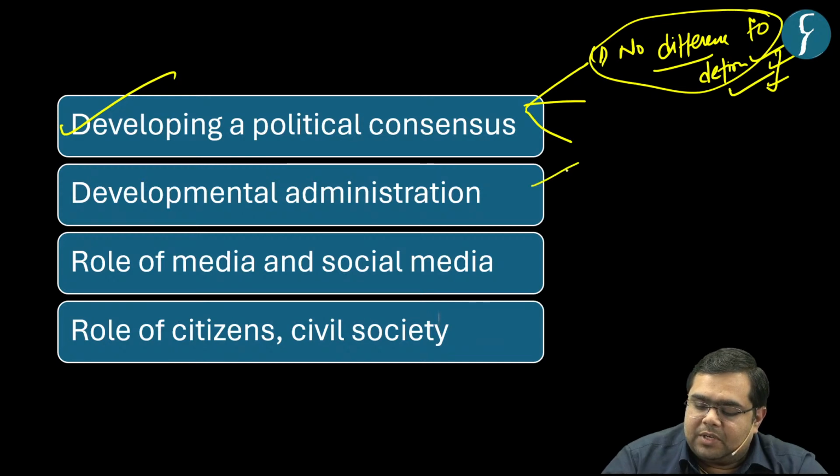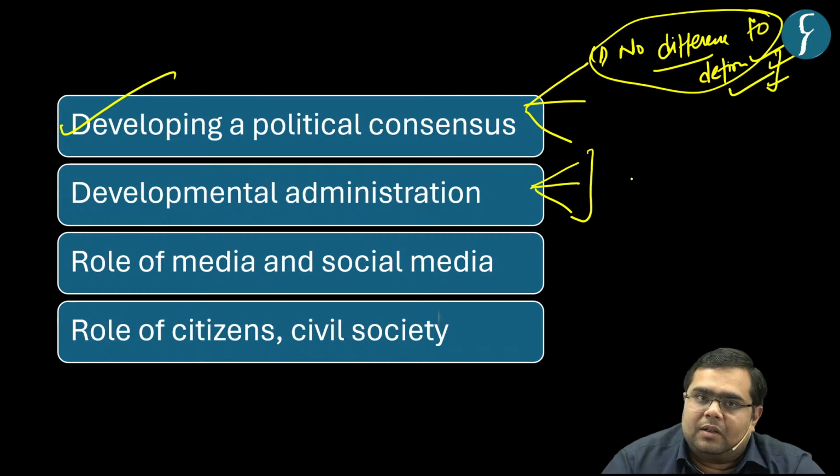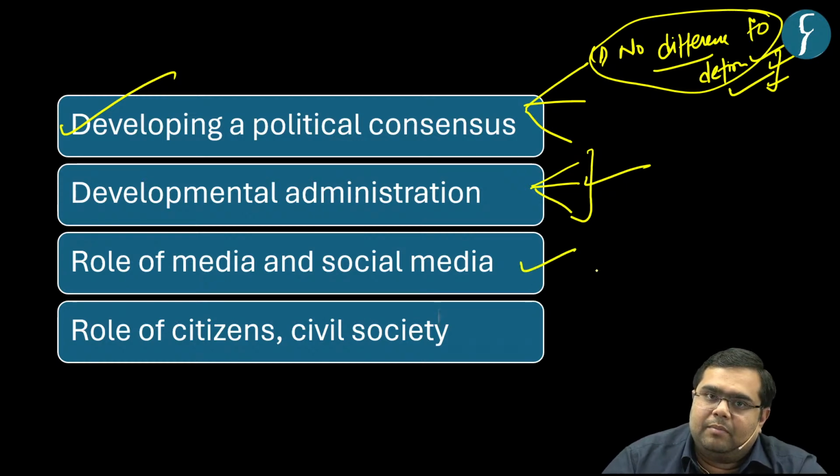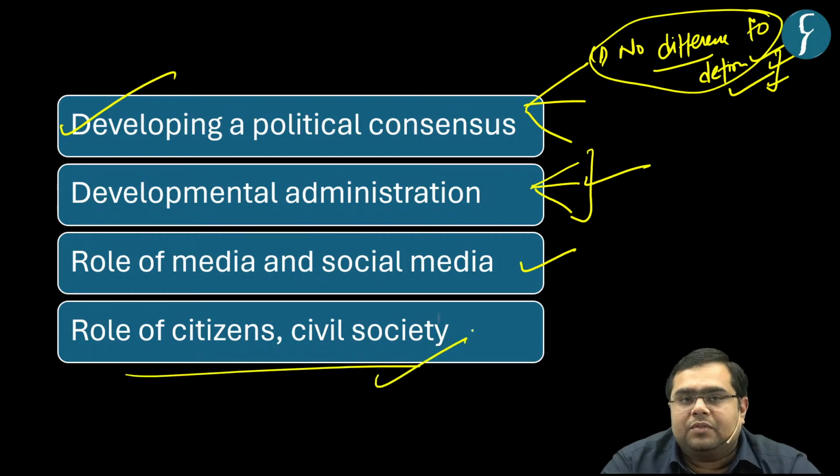Then developmental administration needs to be carried out, and people who have stayed away from the developmental mainstream of India need to be brought back into the mainstream by providing developmental administration. Then there needs to be a better and more mature role of traditional media, and more importantly the role of social media as well. And then we need to focus on the role of civil society and citizens in shunning this practice or ideology of terrorism.